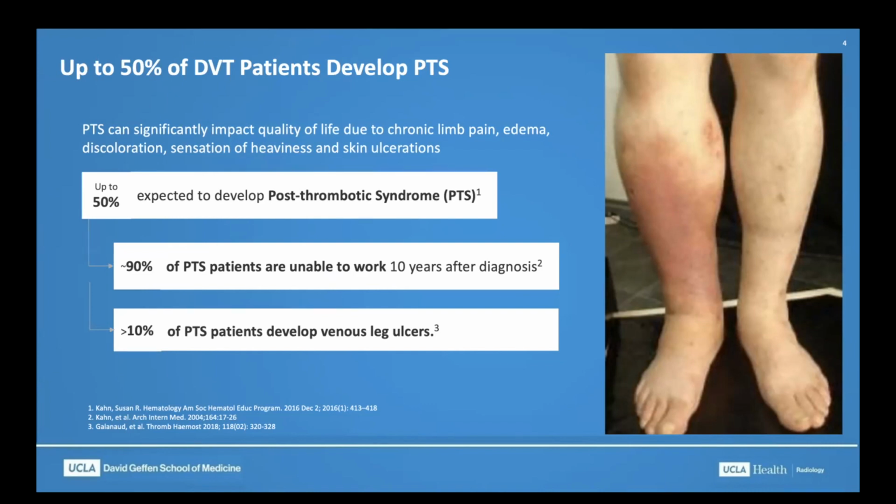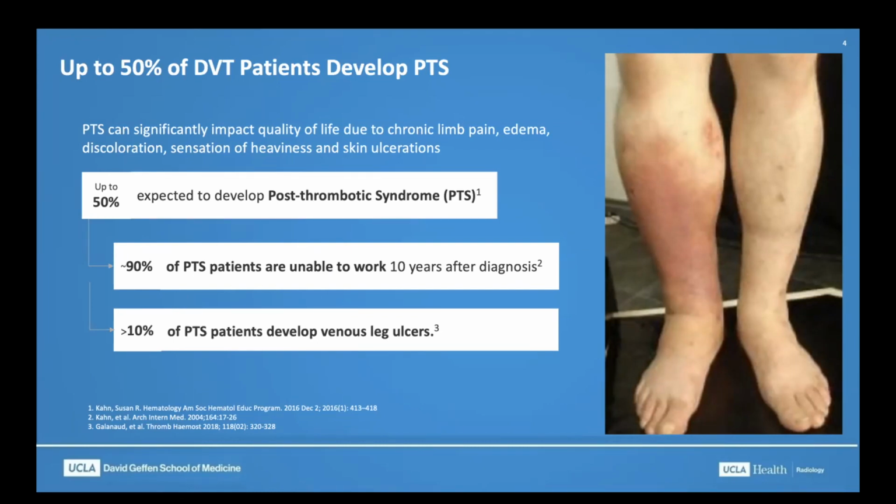They could have discoloration. So the leg kind of looks darker, mottled. They have a sensation of heaviness, like I said, and/or skin ulceration. And there's a classification system called the CEAP classification system that we use to qualify basically which part of the spectrum someone lies on once they develop post-thrombotic syndrome.